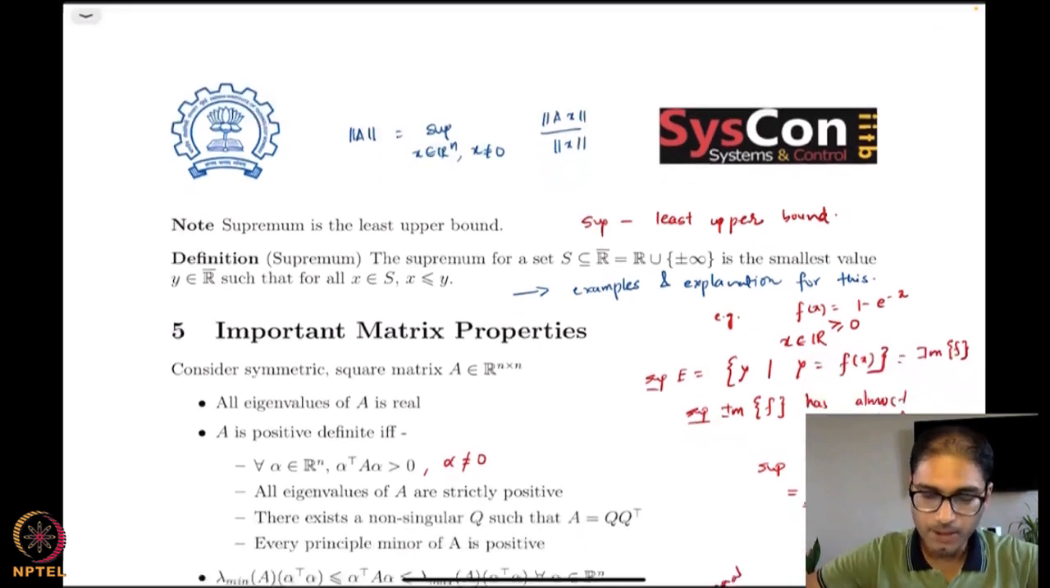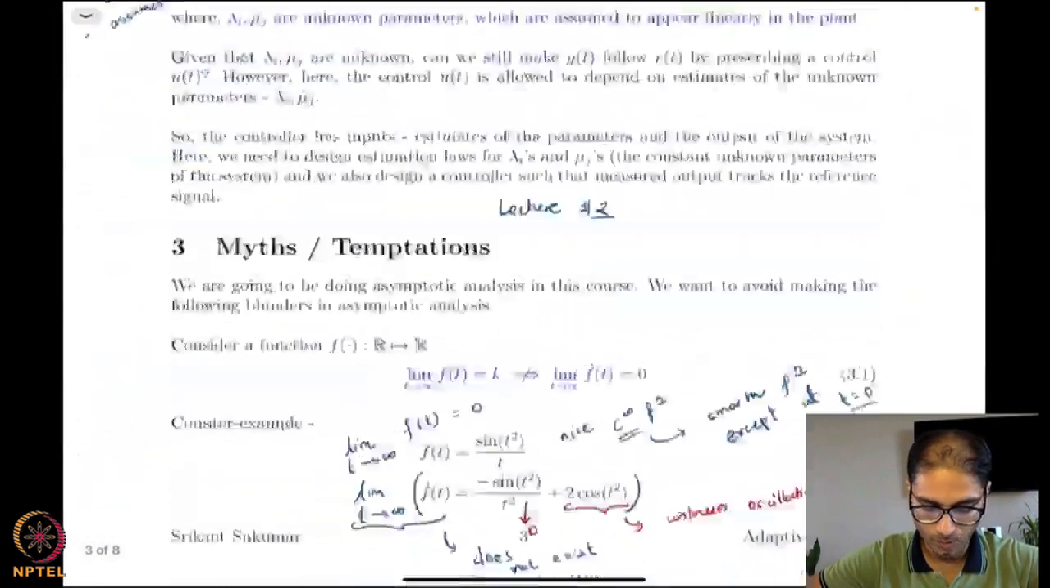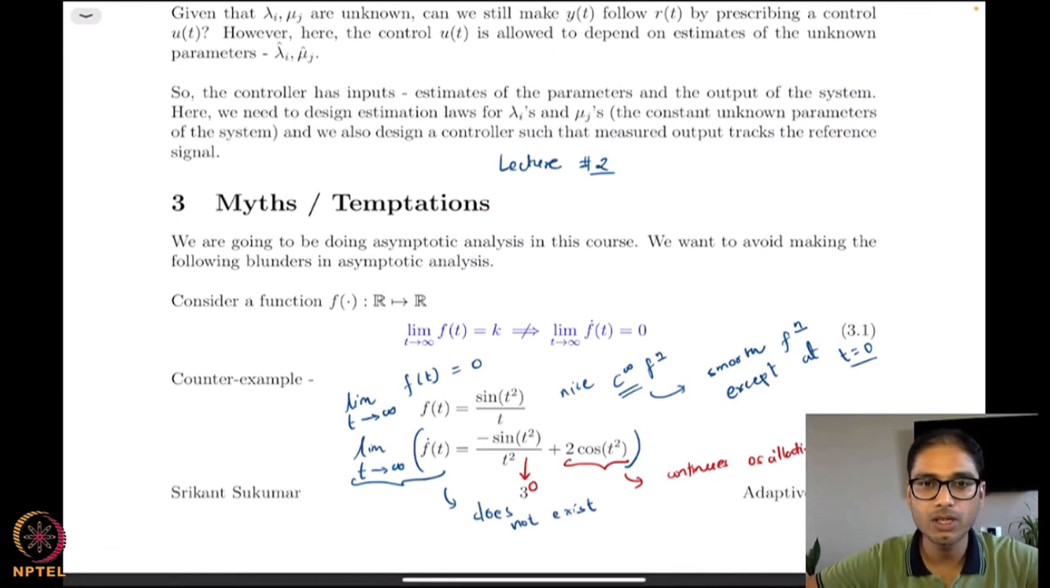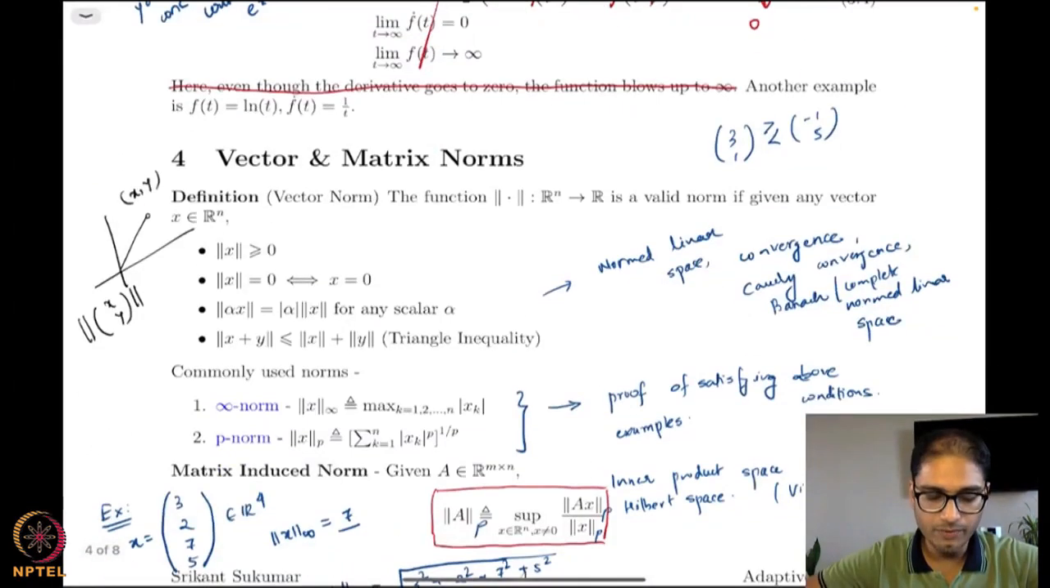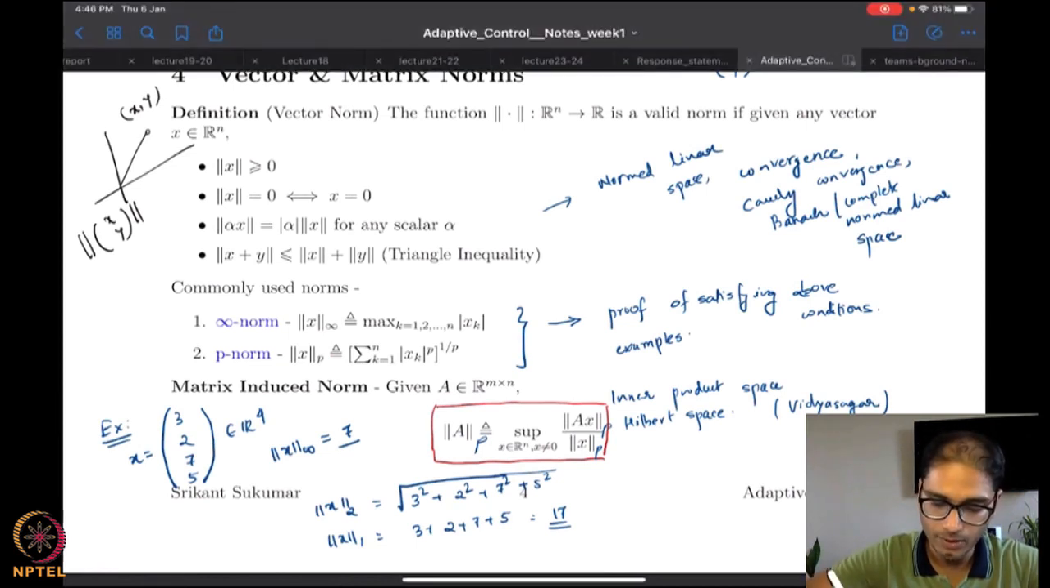So the last time we looked at a couple of myths and temptations which sort of plague typical asymptotic analysis, and after that, we moved on to some vector and matrix norms, basically giving us the ability to deal with objects that evolve on non-linear spaces. So we defined norms on vector spaces and therefore gave them a structure, which is that of a non-linear space. We also defined what such norms are. We looked at a few examples of these norms.